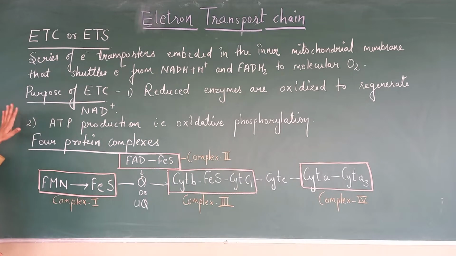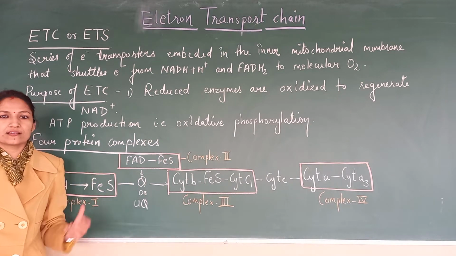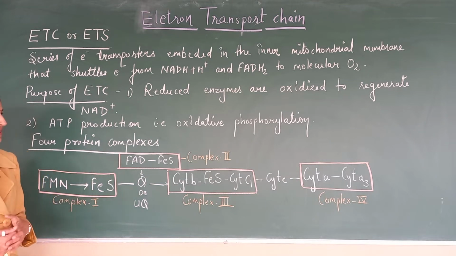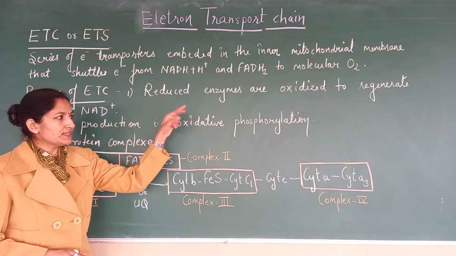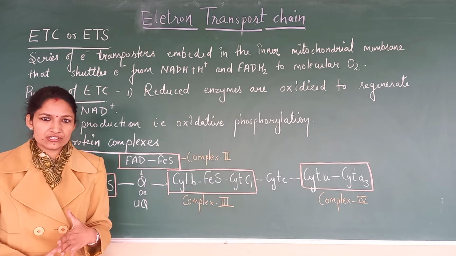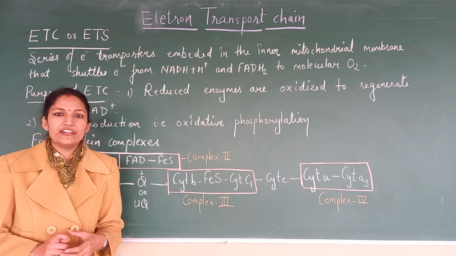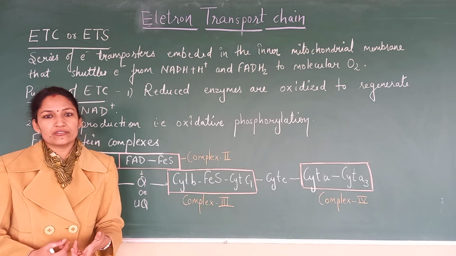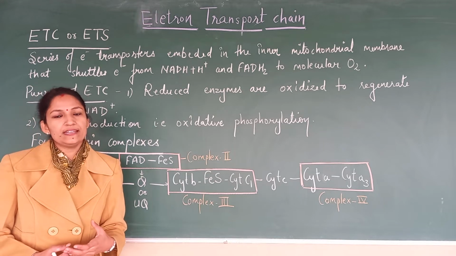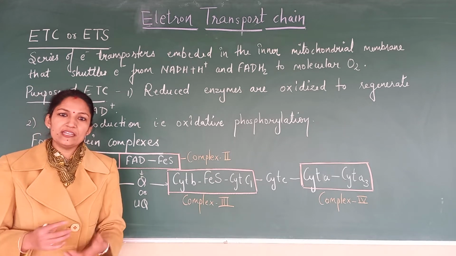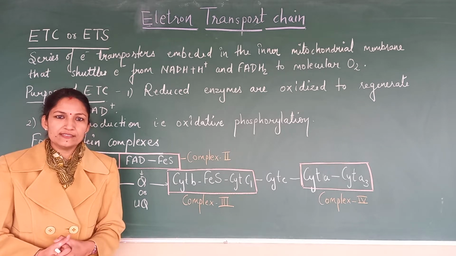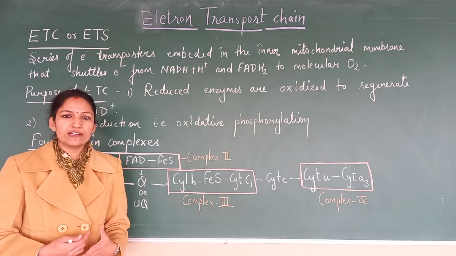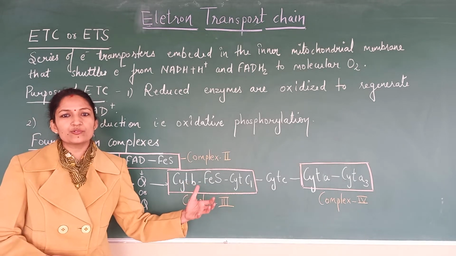Fine. Now what is the purpose? Why are we running this system? Why are we undergoing this ETC? The two main purposes: the reduced coenzymes like NADH plus H positive and FADH2 are going to get oxidized to regenerate NAD plus and FAD plus, so that they can again participate in the Krebs cycle and or in glycolysis. Fine. So they need to be generated in abundance. This process will help to do the same.